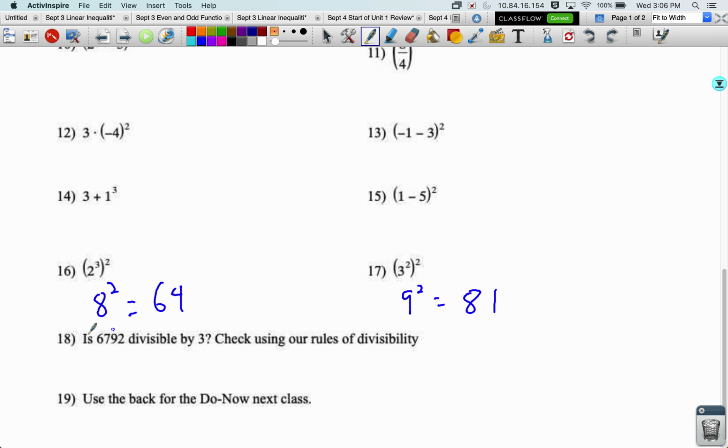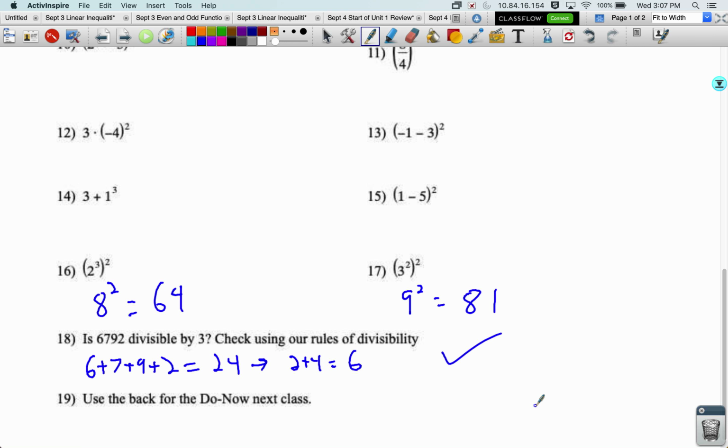All right, is 6,792 divisible by 3? Check using our rules of divisibility. So if it is, then if I add up 6 plus 7 plus 9 plus 2, this sum should also be divisible by 3 if the original number is divisible by 3. Let's see, that's 13 plus 9 is 22, plus 2 is 24. If I'm still not sure if 24 is divisible by 3, just do it again. 2 plus 4 equals 6. 6 definitely is divisible by 3, so yes. 6,792 must be evenly divisible by 3.